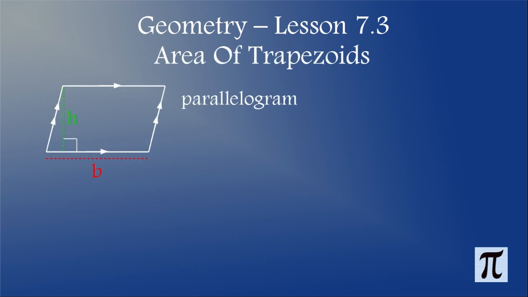In our last section we looked at a parallelogram, which is a quadrilateral that has opposite sides that are parallel to each other. And we defined the height of the parallelogram as being the distance from the base to the top, and it's always perpendicular to the base.